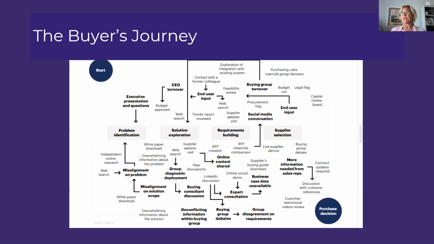And I love this slide because I could probably tell you a story around 80% of the points on here. I mean, purchasing rules overrule the group decision. Can you imagine? It happens all the time. I've been in organizations, particularly government, 1 or 2 oil companies where we got so far down the path, and then the procurement team jumps in and railroads everything, which is why I'm going to talk about it a lot. You can see all the web searches in here, supplier website visit. A lot of this is being done that you're not aware of, and they're learning all about you. And then deconflicting information within the buying group. Anyway, you can see that it is confusing, and again, not linear, and there are multiple people involved.